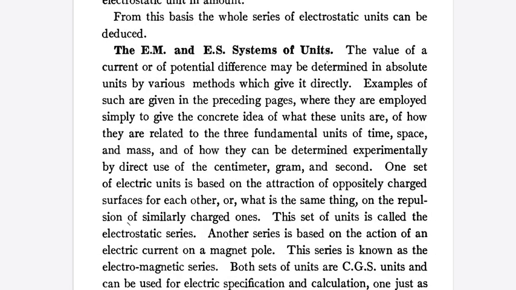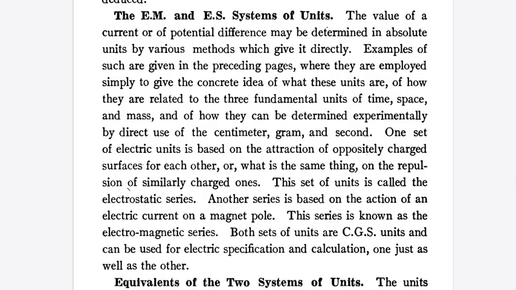The EM and ES systems of units. The value of a current or of potential difference may be determined in absolute units by various methods which give it directly. Examples of such are given in the preceding pages, where they are employed simply to give the concrete idea of what these units are, of how they are related to the 3 fundamental units of time, space, and mass, and of how they can be determined experimentally by direct use of the centimeter, gram, and second. One set of electric units is based on the attraction of oppositely charged surfaces for each other, or, what is the same thing, on the repulsion of similarly charged ones.